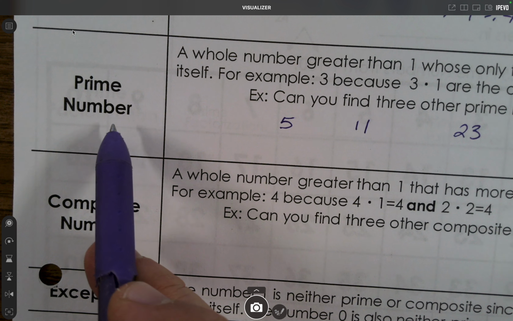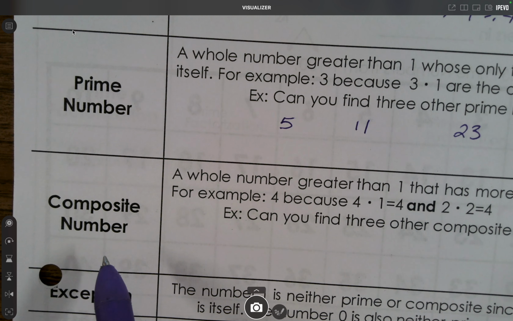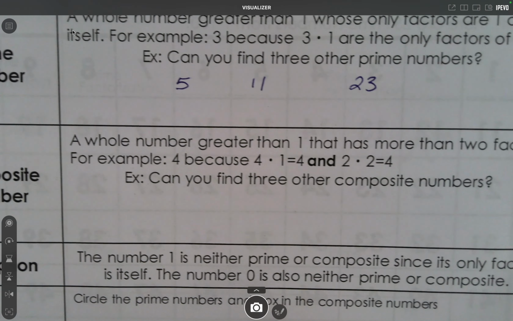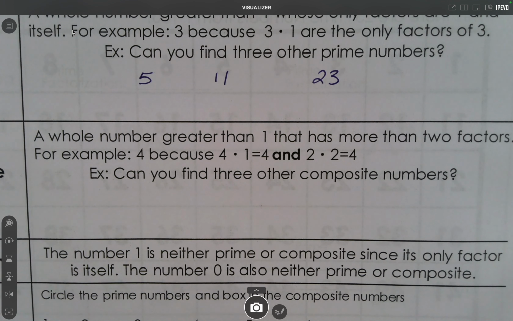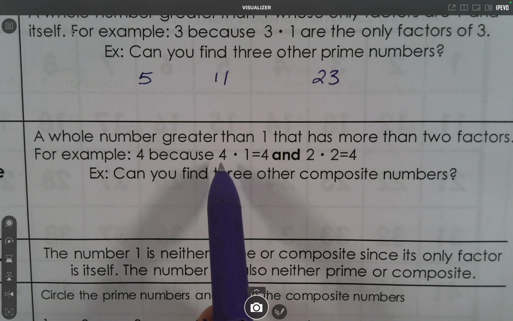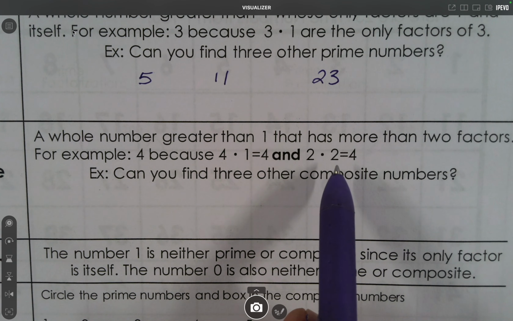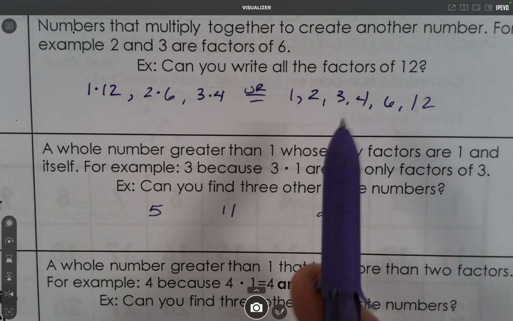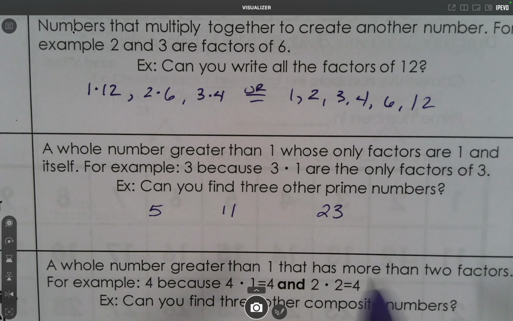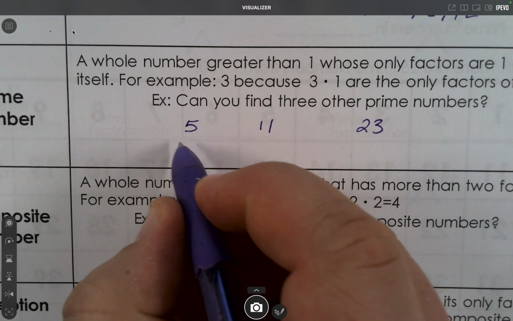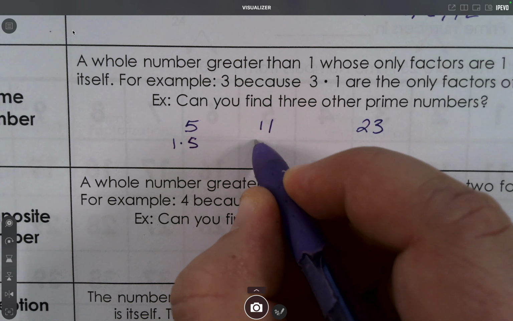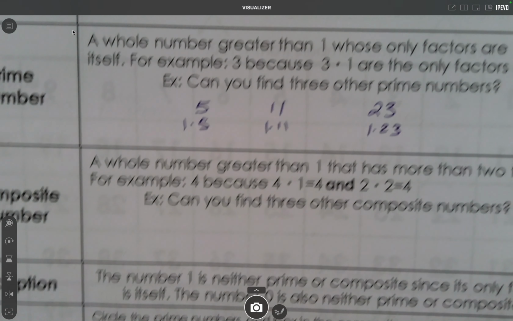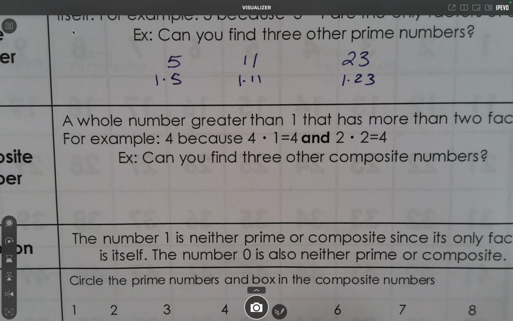So I wasn't going in order, but those are examples of prime numbers. So if it's not a prime number, then it's a composite number. A composite number is a whole number greater than 1 that has more than 2 factors. For example, 4, because we can do 4 times 1 and we can do 2 times 2. So if you look back at where we started, 12 is certainly a composite number because it had 6 factors. That's far more than 2. Whereas these, their only factors are 1 times 5, 1 times 11, 1 times 23. So see now if you can think of 3 other composite numbers.